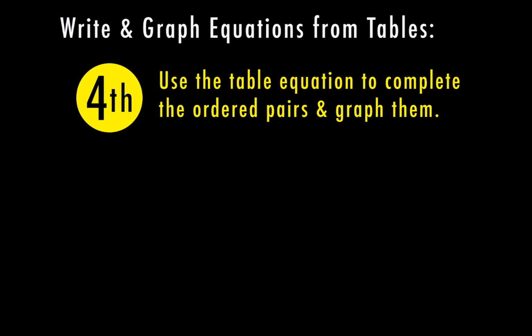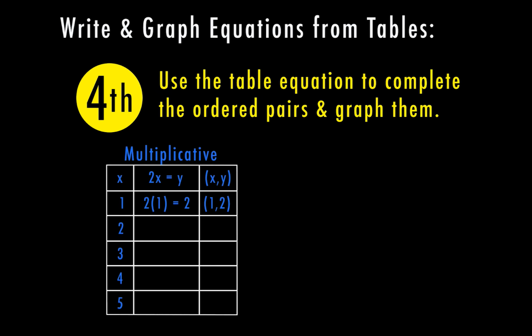All right, so now we're going to use the table equation to complete the ordered pairs and graph them, but this time we're going to be doing a multiplicative table. So let's go ahead and fill out the rest of the table. So multiplicative means that my x value is going to be multiplying by the same number every time. So you notice here, instead of an x for the first example, we plugged in a 1.